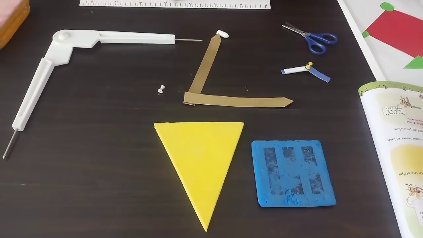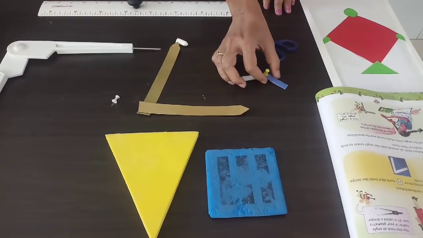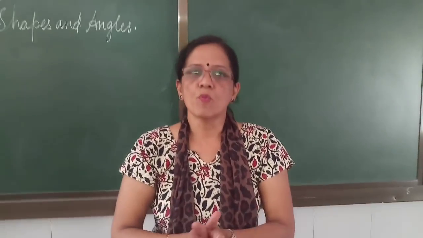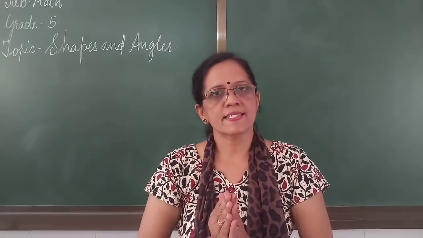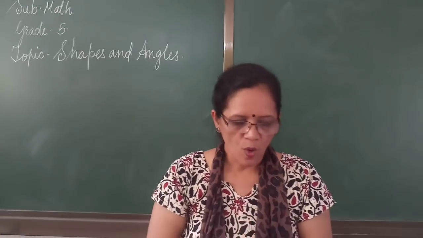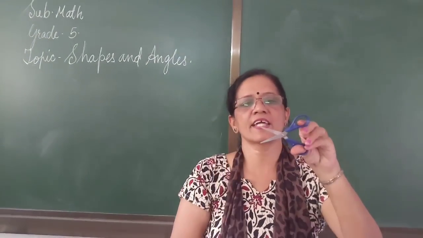Now you can even take this angle tester and see in your house which objects are less than 90 degrees, more than 90 degrees or exactly 90 degrees. It is going to be fun for you, right? Okay, now I will show you this scissor. Can you see this scissor in my hand? Yes, can you see?